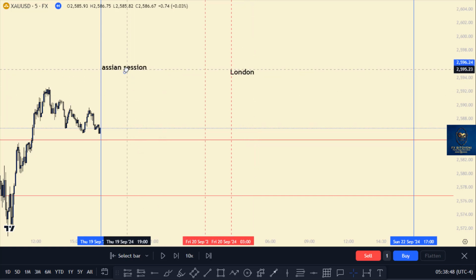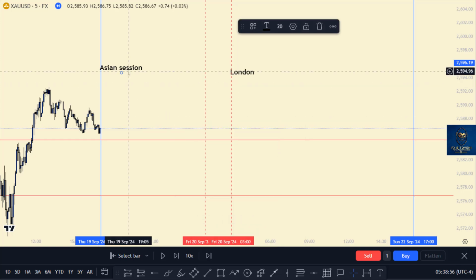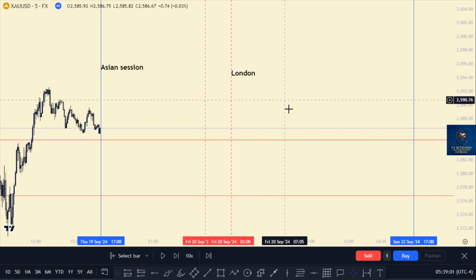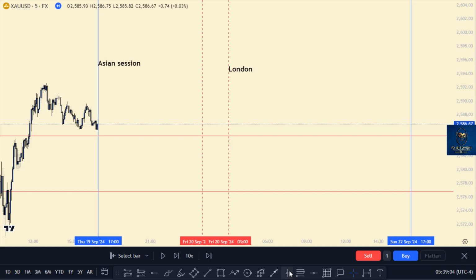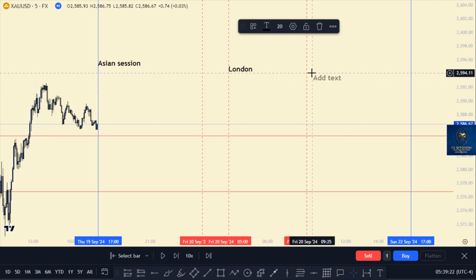So Asian session starts from here. We are going to frame our setup. Now, New York kill zone starts from 9. This will be New York kill zone. This will be New York kill zone.